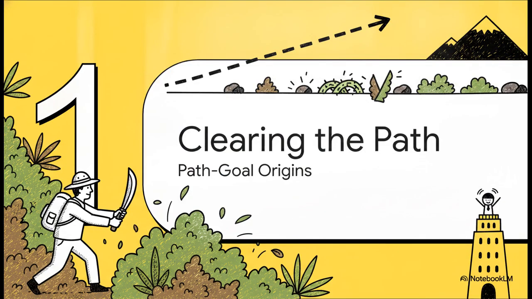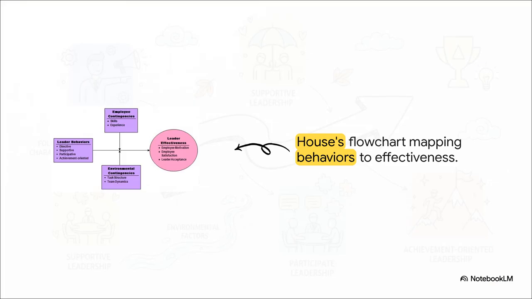Section 1. Clearing the path to goals. This framework was actually cooked up by researcher Robert House back in 1971. I want you to think of a leader not as a boss shouting orders from an ivory tower, but metaphorically as an expedition guide out in the wild. If you look at House's original flowchart, your job is basically to swing a machete and clear the brush, removing the obstacles so your team can actually reach the destination.